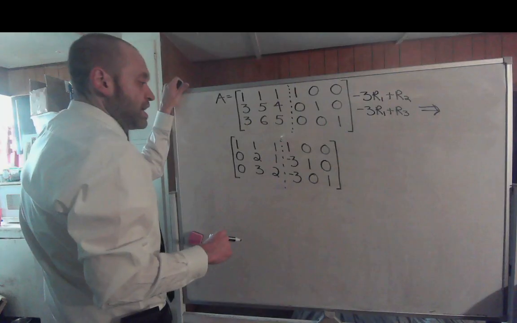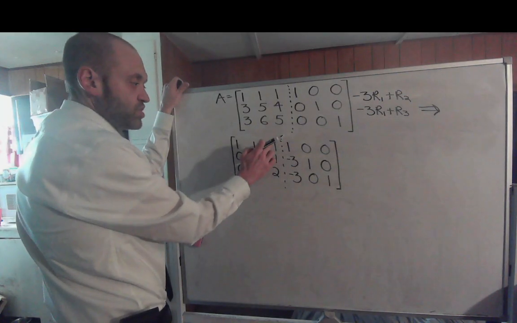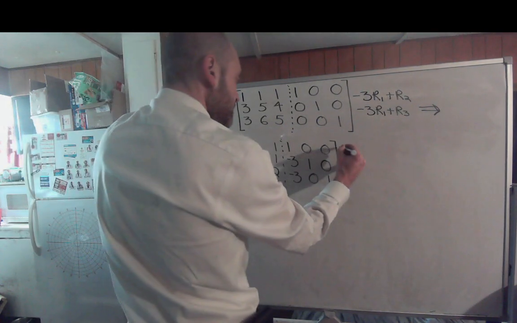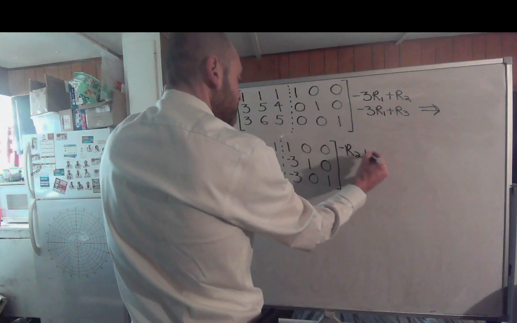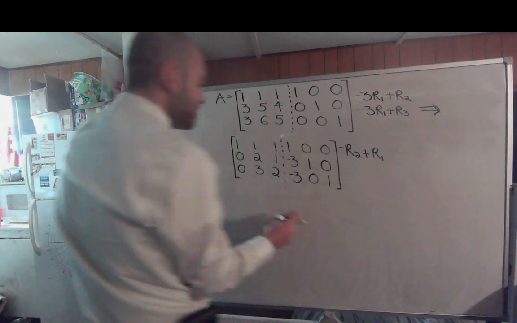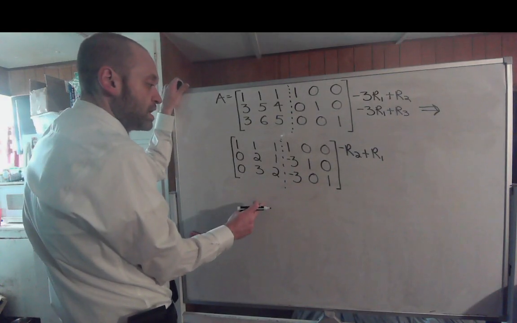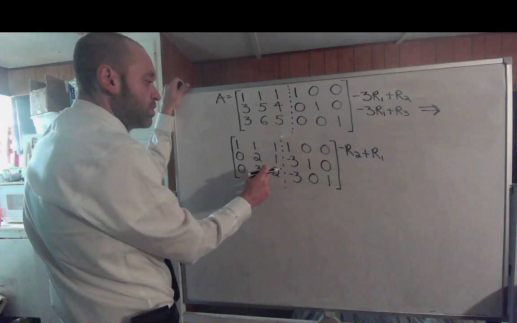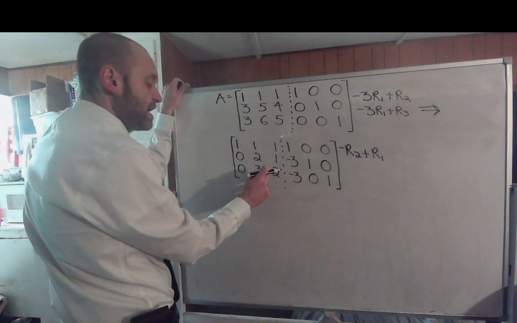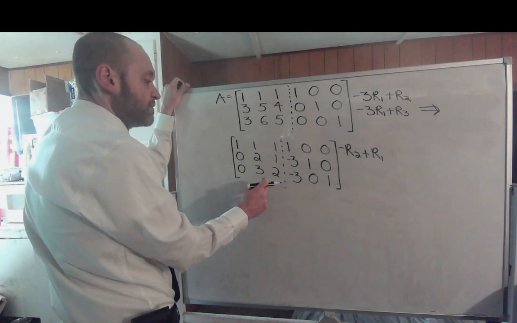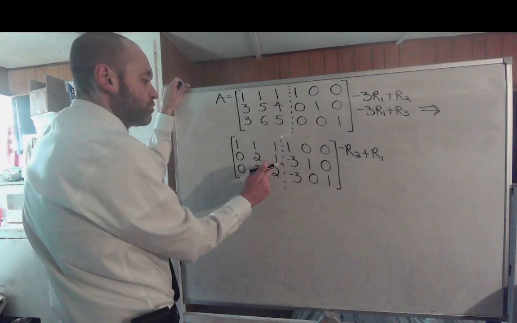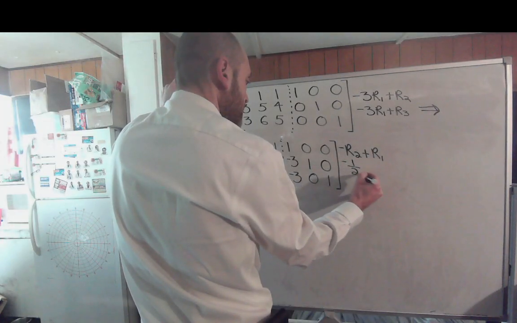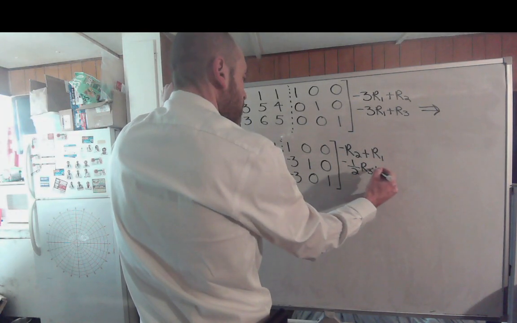So, if we make the third digit in rows 1 and 3 a 0, if we take negative of row 2, add that to row 1, and then if we take, let's see, negative 1/2 of row 3, add that to row 2, we can do that.